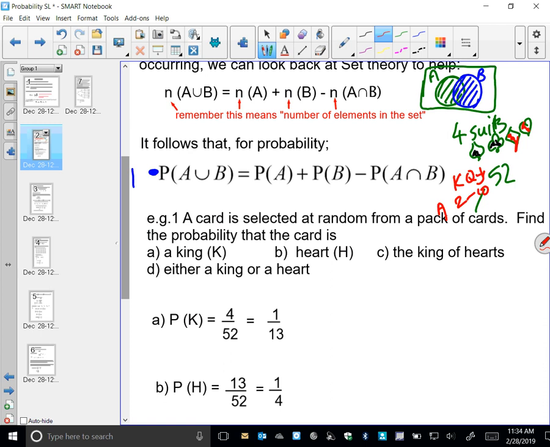A card is selected at random, find the probability it's a king. Sometimes it's easier to start with our denominator. We'll talk about the pack of cards, so how many are in a pack? That's going to be our denominator. And then how many of those cards are a king? 4, because there's one of each suit. So it's 4 over 52. Question done. As I said, I've simplified it for you.